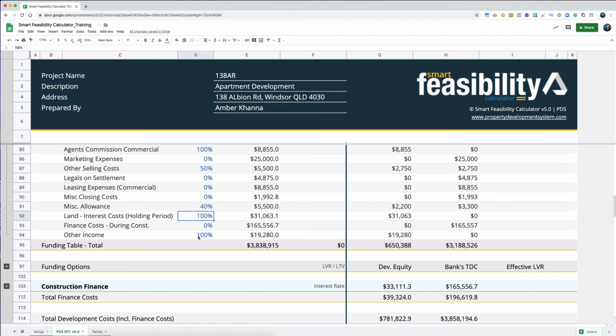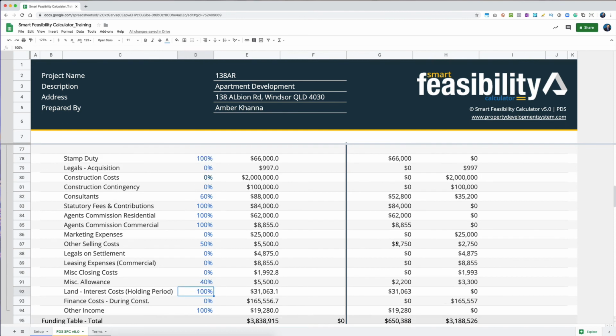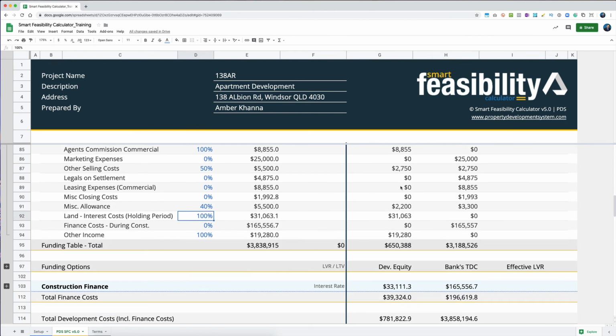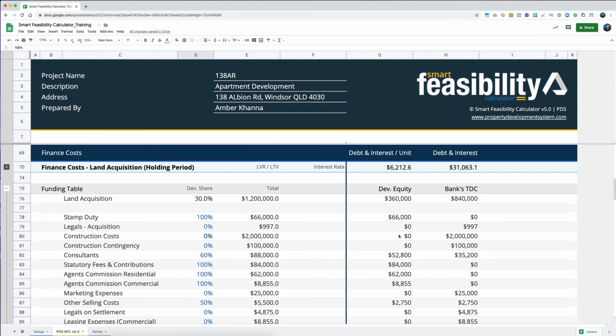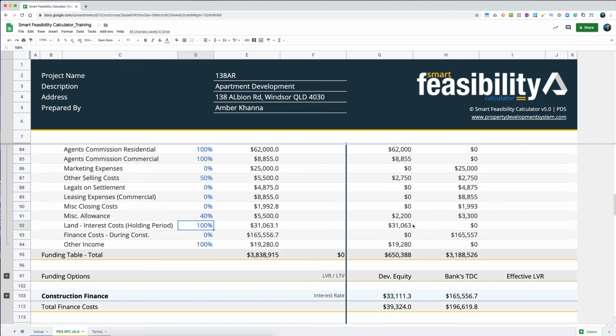You've got other income. Now that other income is basically an income that you're making in this project. So that takes into account all of this. It takes into account your developer's equity and reduces that. So don't worry, it's all been taken care of because that's a positive number and all of these are your costs and so on. So that's how you get a funding table.